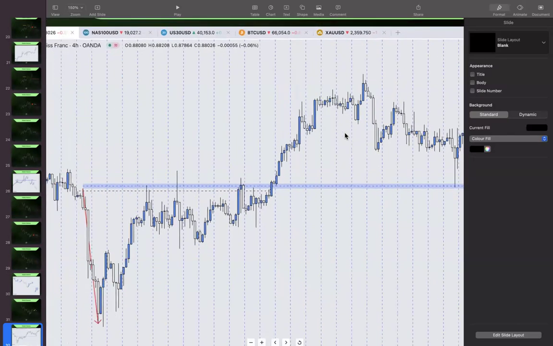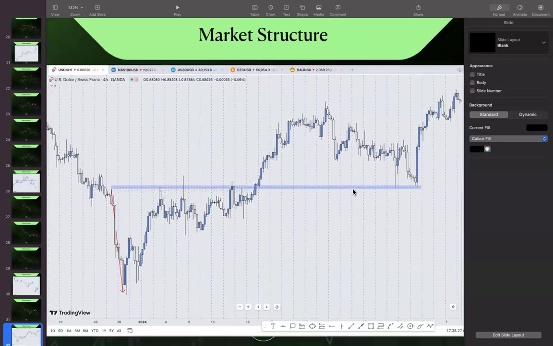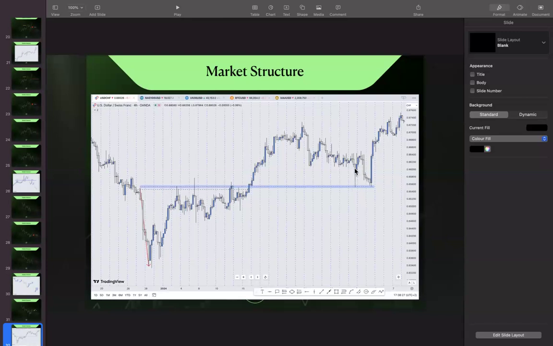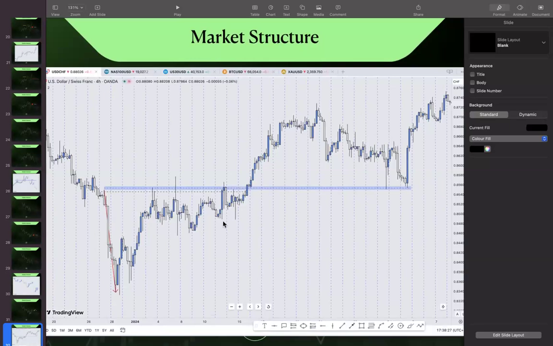And once it happened, price came all the way back. And this was a point of interest. Why? Because we had resistance, and that resistance then turned into support, supporting price to push higher. That is a nice example of this structure.